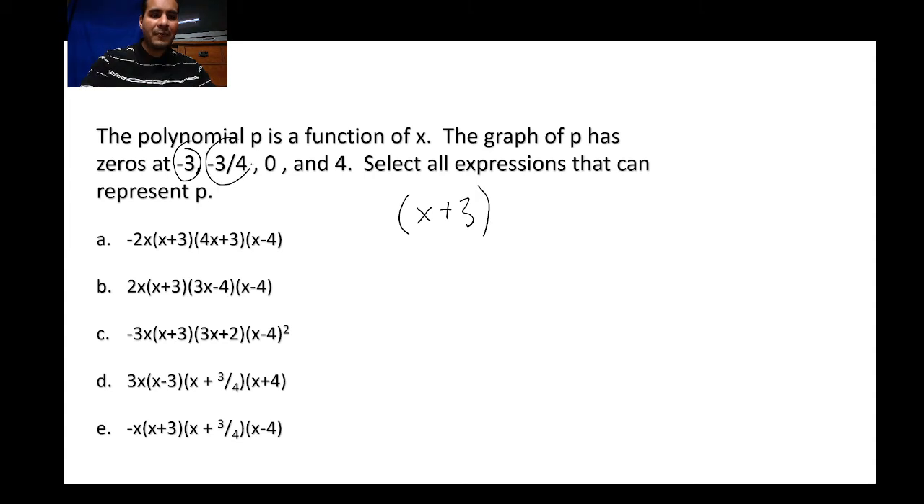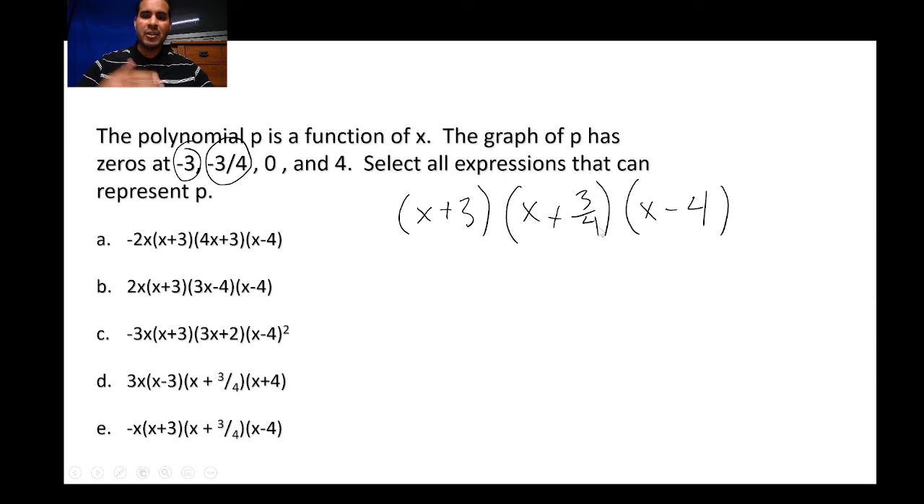Moving on to the -3/4, well, that would simply be x is equal to the opposite of -3/4, or x minus 3/4. For the 0 one, we'll leave that for last. For the 4, we're going to do the opposite of 4, so that would be x minus 4. So again, here the -3 plus 3 would give me a 0. That would give an x-intercept. 3/4 minus 3/4. Oh, sorry, I made a mistake there. It would be plus 3/4 there, because -3/4 plus 3/4 will give me 0. And then 4 minus 4 would give me 0.